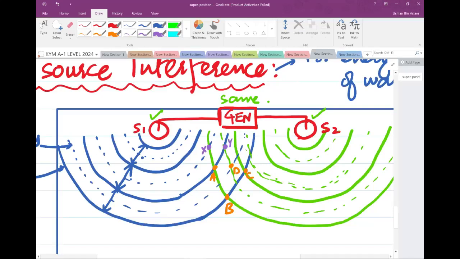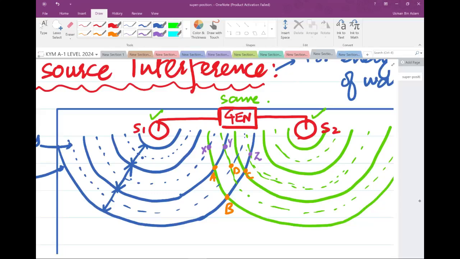So there will be a destructive interference here as well. Let's say this is a point where a bold line from S1 means crest coming from S1 and a trough from S2. They meet at point Z. So at X, Y, and Z, there will be destructive interferences taking place. Are you with me so far?